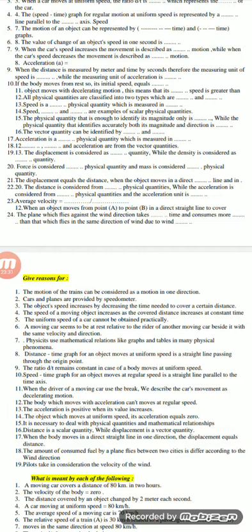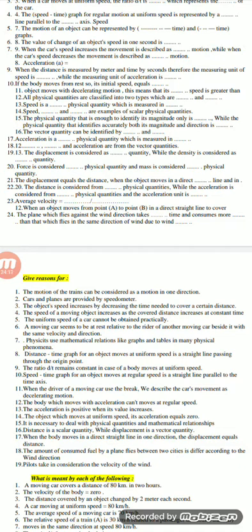21. The displacement equals the distance when the object moves in a straight line in one direction. It must be a straight line in one direction. 22. The distance is considered a scalar physical quantity while the acceleration is considered a vector physical quantity.